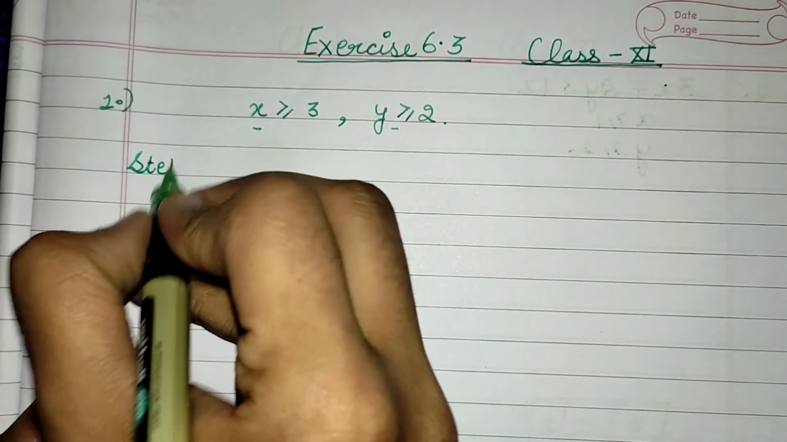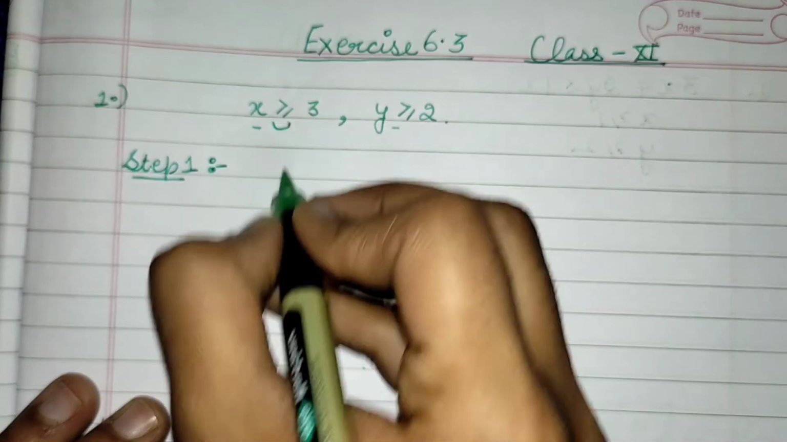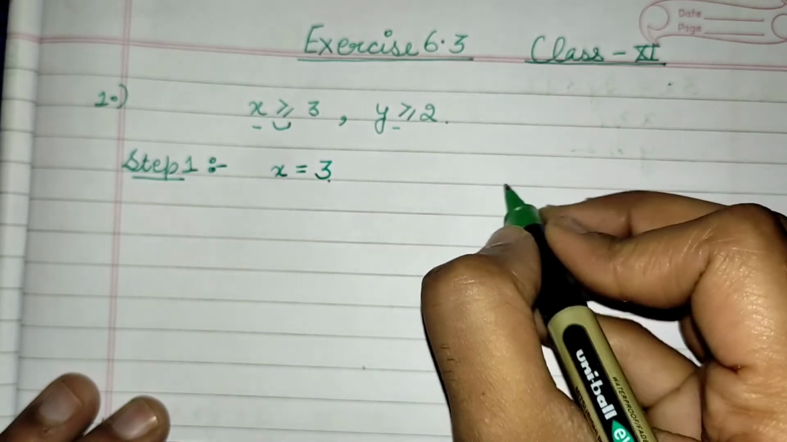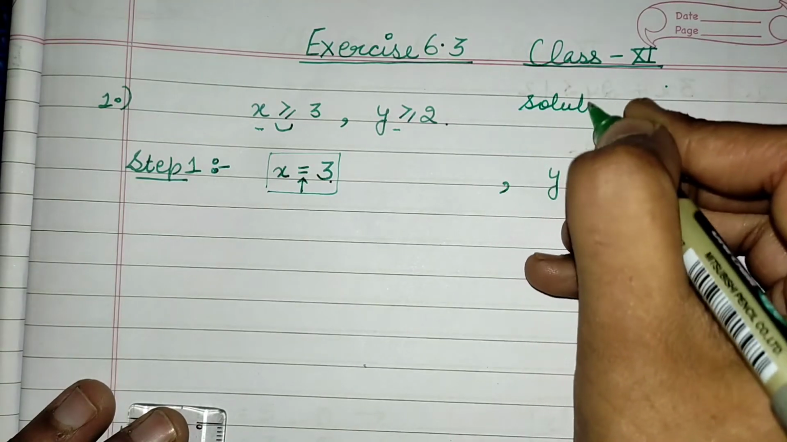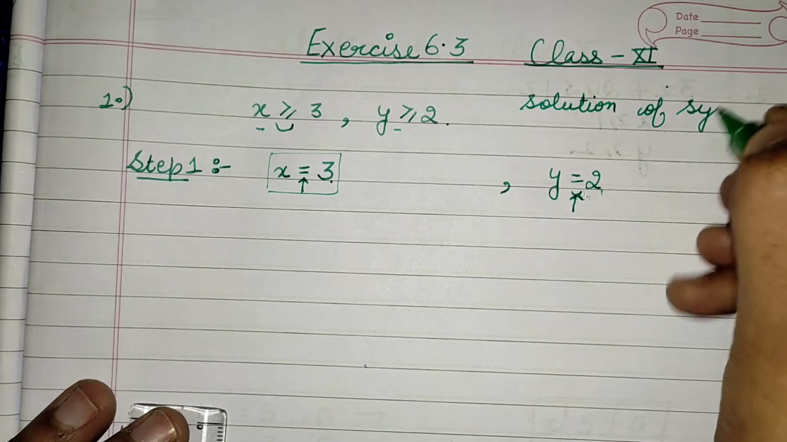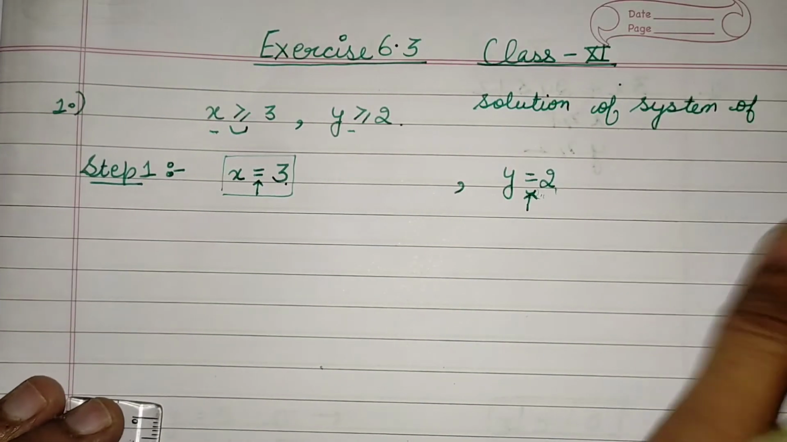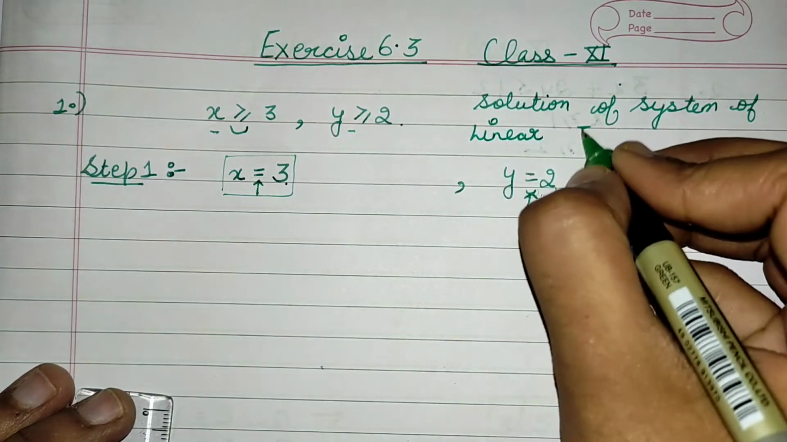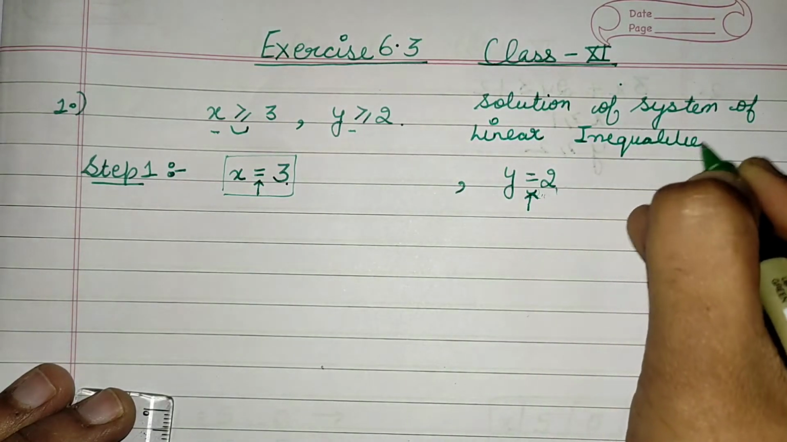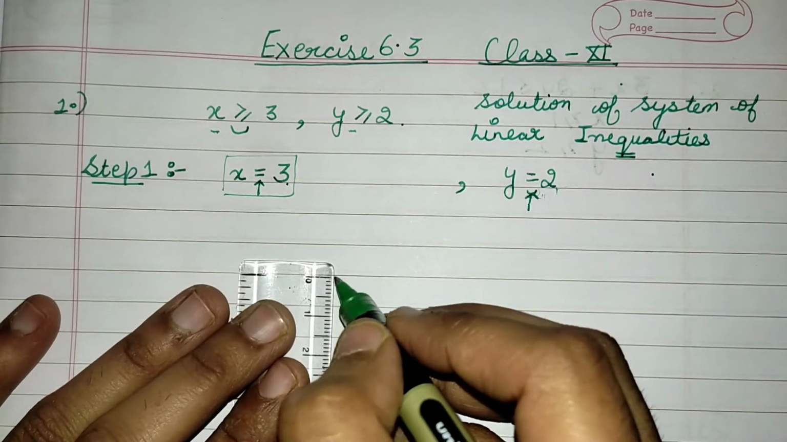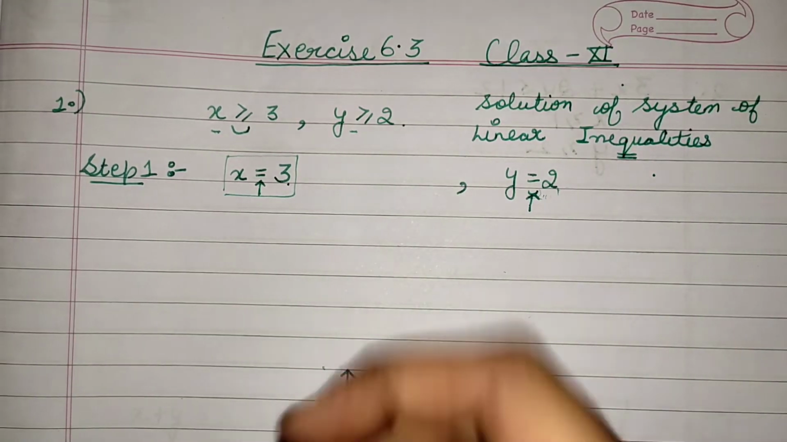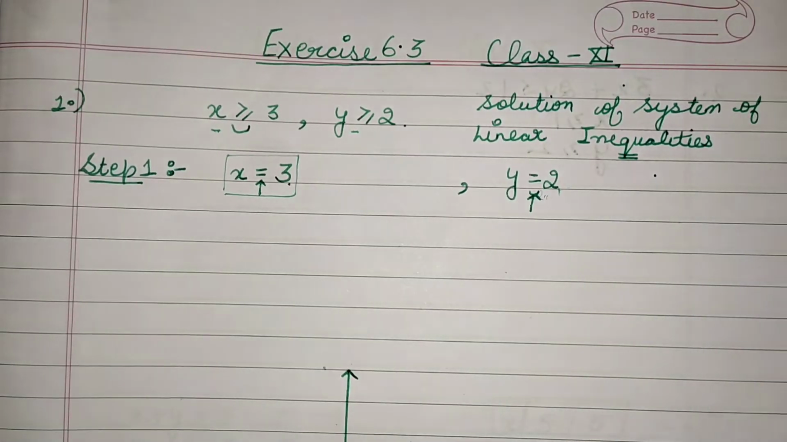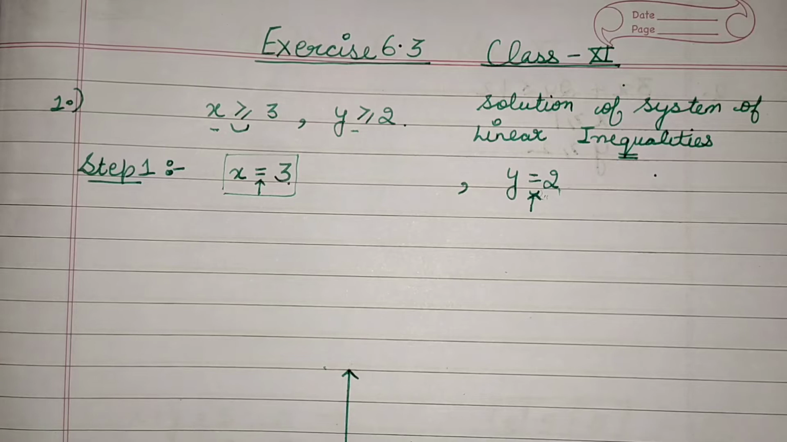So the very first step is that you have to first forget about this inequality symbol and write down your equations with the equal to symbol. Our topic is the solution of system of linear inequalities in two variables. So we have to find the solution of these inequalities. To find the solutions, we have to plot these inequalities on the graph. To plot any line on the graph, the left hand side and right hand side should be equal to each other. That's why we have removed the inequality symbol and put the equal to sign here.